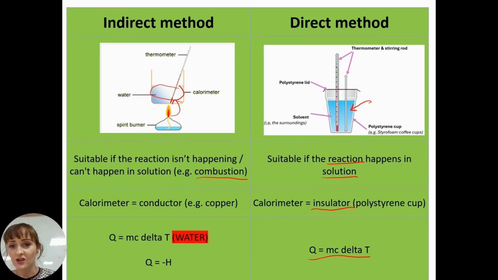When you do your calculation, you remember that because we're measuring the temperature of the water, and the delta T that we put in would be for the water, that means that obviously it has to be the mass and the specific heat capacity for the water as well. And anything that's gained by the water was what was lost by your spirit burner. So Q is equal to minus delta H.